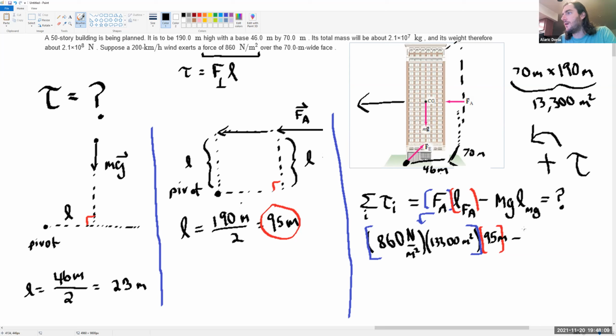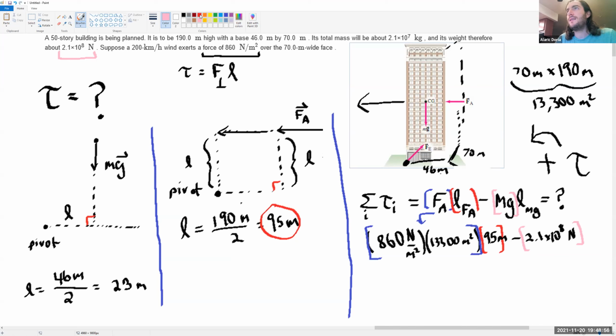I want to subtract from that now mg times the lever arm for mg. So the mass of a building is quite large. They give it to us in scientific notation, 2.1 times 10 to the 8 newtons. Newtons. Okay, so they actually give us the weight. We don't have to calculate mg. We just use the value of the weight that they've given us. Anytime you see a value given to you in newtons, that's a force, or weight is a force, right?